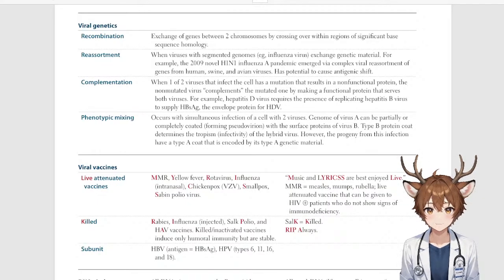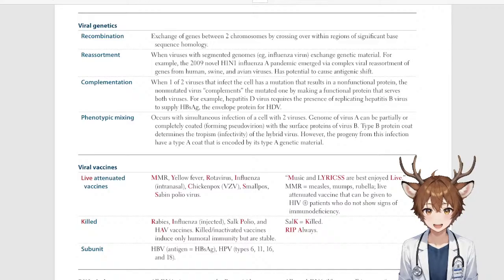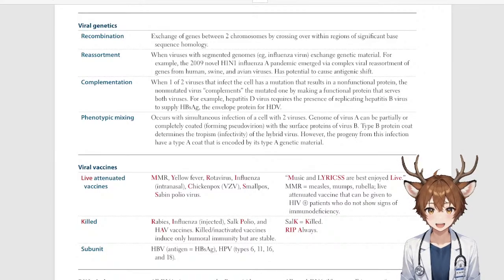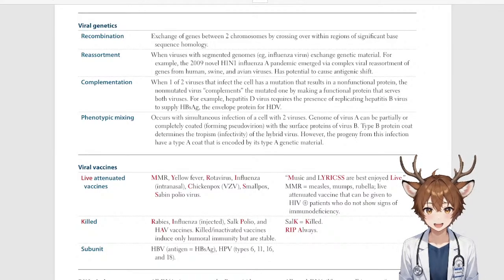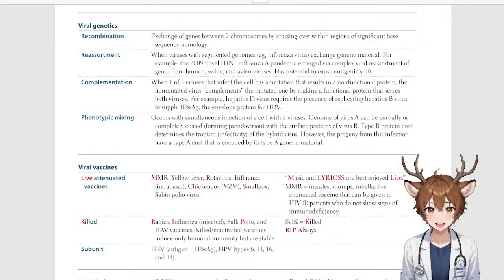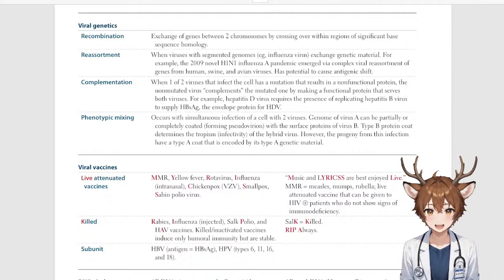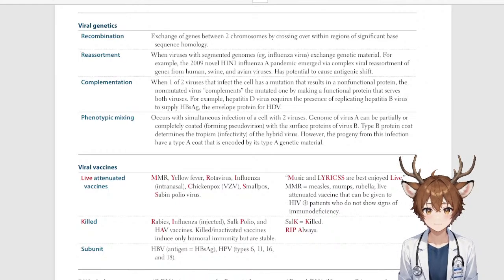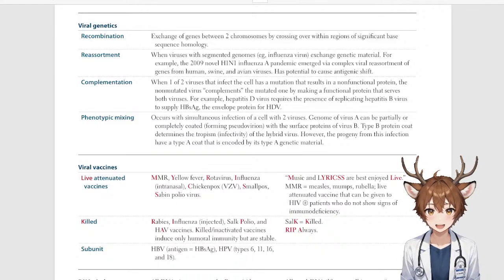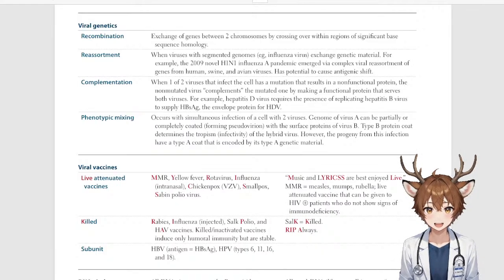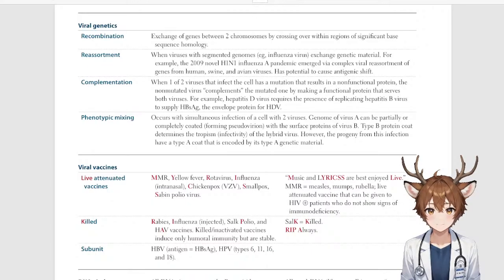Complementation: when one of two viruses that infect the cell has a mutation that results in a non-functional protein, the non-mutated virus complements the mutated one by making a functional protein that serves both viruses. For example, hepatitis D virus requires the presence of a replicating hepatitis B virus to supply the HBsAg. So that would be like the surface antigen, I believe, the envelope protein for HDV. So basically, it needs complementation to actually cause an infection.